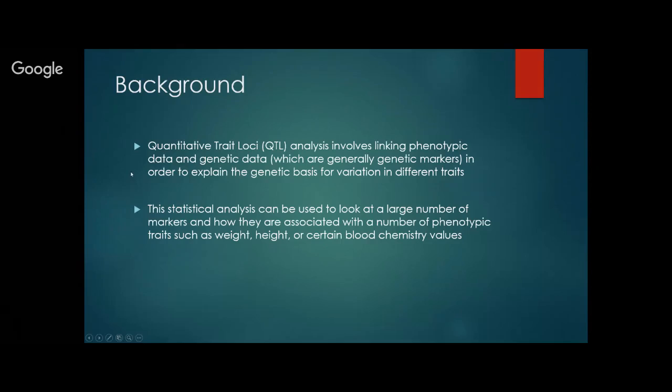I'm just going to start off with some background information. Quantitative trait loci analysis, or QTL, involves linking phenotypic data and genetic data, which are generally genetic markers, in order to explain the genetic basis for variation in different traits. This statistical analysis can be used to look at a large number of markers and how they are associated with a number of phenotypic traits, such as weight, height, or certain blood chemistry values of interest.